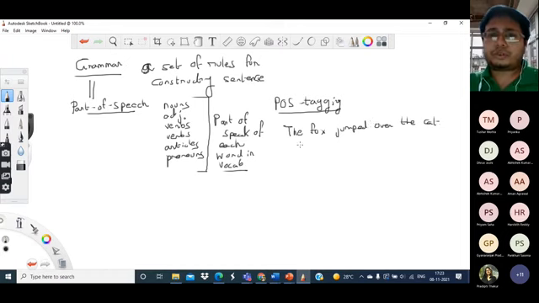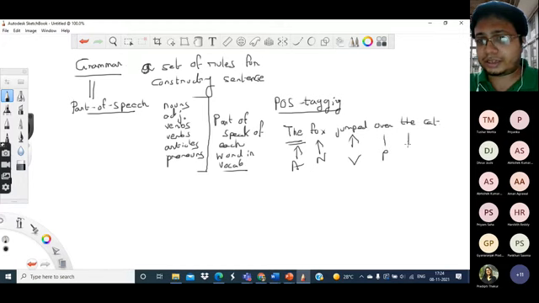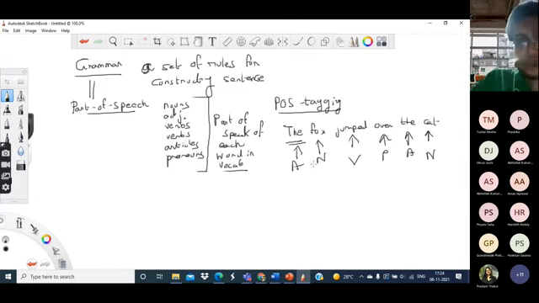So for that, we have to somehow understand that this is an article, this is a noun, this is a verb, this is a preposition, again this is an article, this is a noun, etc. To understand which word is which part of speech, we basically need to know the rules of grammar. And the rules of grammar, in a sense, tell us which sequences are valid for constructing a sentence.